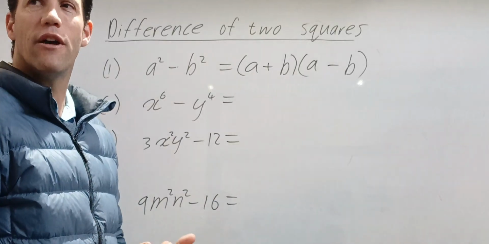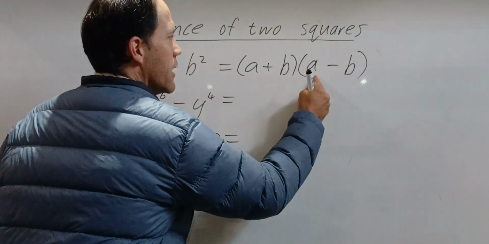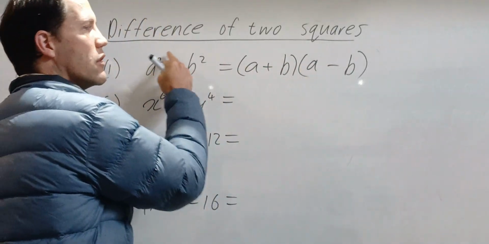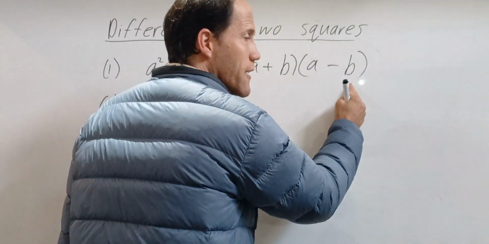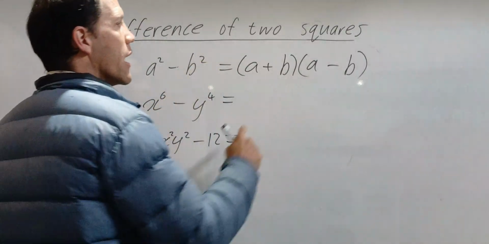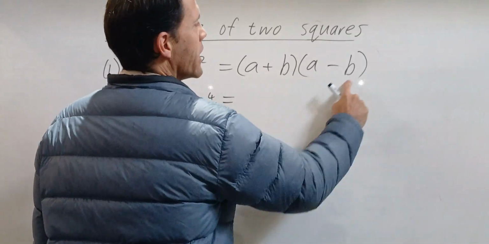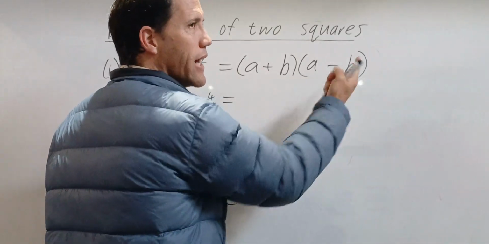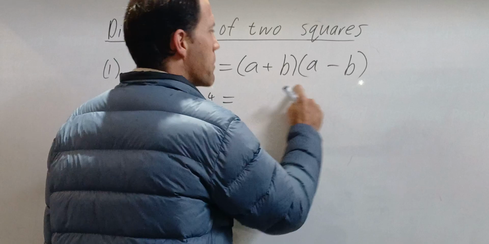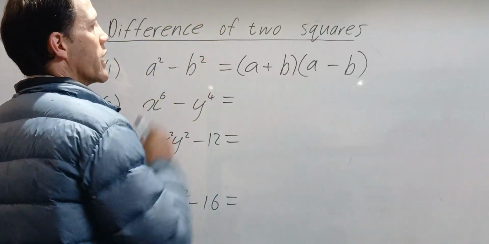It's called a method because it always works. Okay? A times a is a to the power 2. B times negative b is negative b to the power 2. And when I multiply b times a, it's plus ab. A times negative b is negative ab, and that cancels out. Negative ab plus ab is 0. So all you're left with is a squared minus b squared.